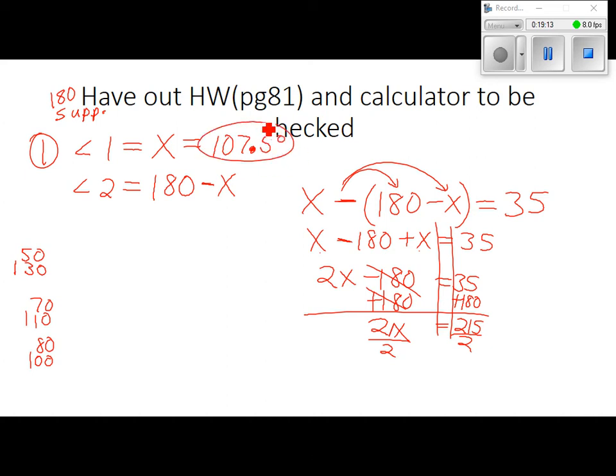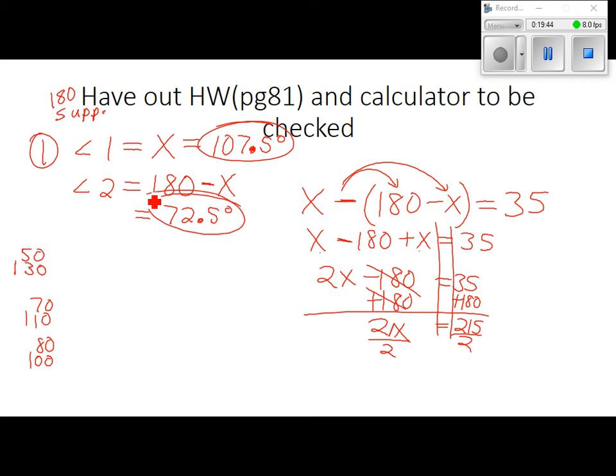So what's the measure of angle 1? How can we find angle 2? 180 minus 107.5. They said the difference in them is 35, so we could also take this and subtract off 35 either way. What do you come up with? 72.5. Anybody have an easier way to do it?